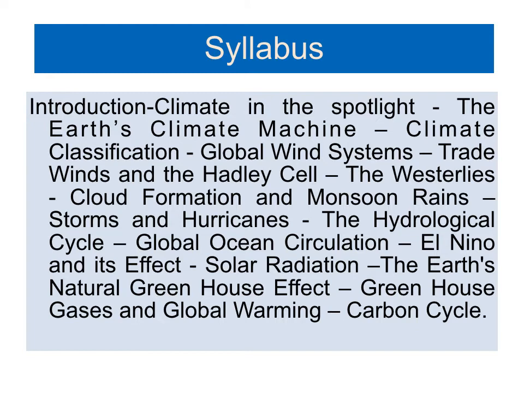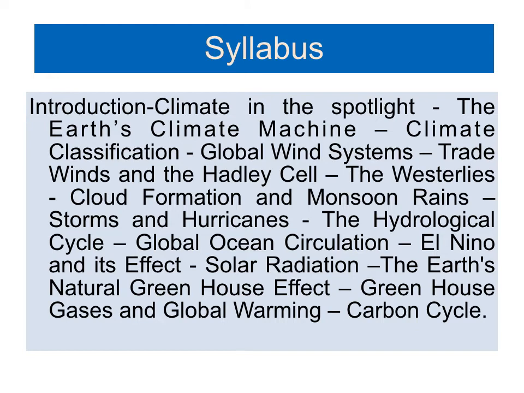and the Earth's climate machine, how the machine operates, climate classifications, how to classify different climates at different locations, the global wind system, how the wind patterns on the planet operate and the dynamics of that, then what is the meaning of trade wind, what is the Hadley cell, and what are the westerlies, how cloud formation takes place and how it causes the monsoon rain, and what are the storms and hurricanes, and what is the hydrological cycle, the movement of water in the lithosphere and atmosphere, and how global ocean circulation is affected by the wind and the rain.